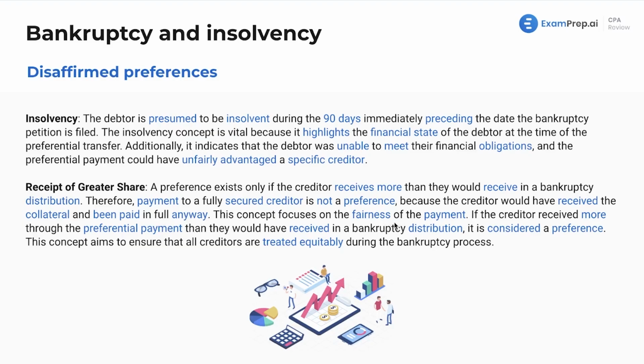Secured creditors, unsecured creditors. Secured creditors have a right to, let's say, your car, because that's a secured transaction, whereas unsecured creditors would just be possibly the credit card company, right? If the creditor receives more through the preferential payment than they would have received in bankruptcy distribution, it is going to be considered a preference. Again, we want everyone to be treated fairly and equitably, equally, all of that good stuff.